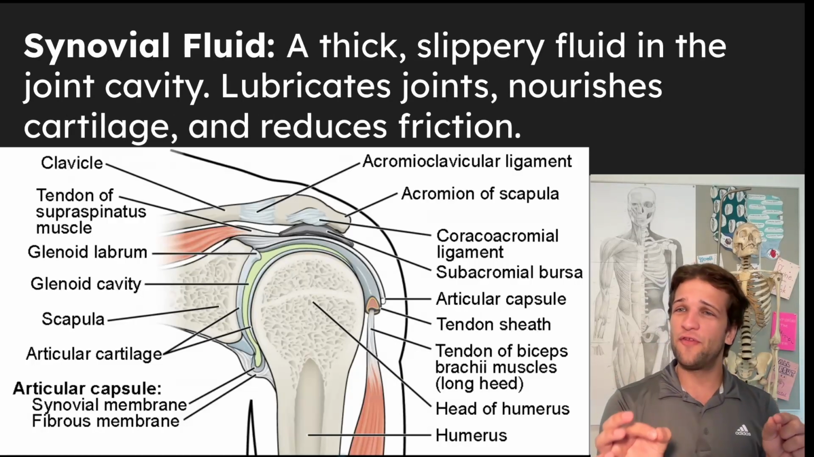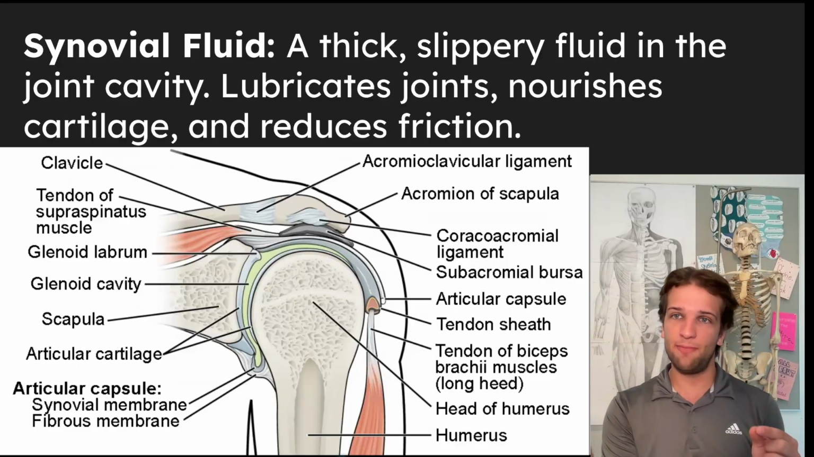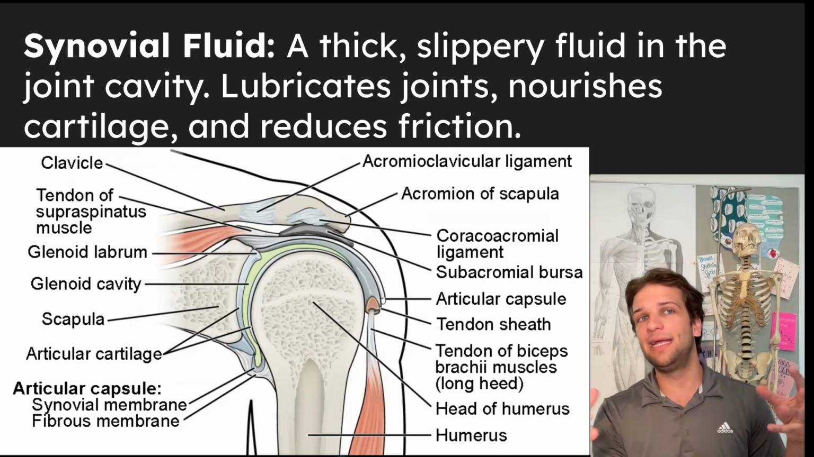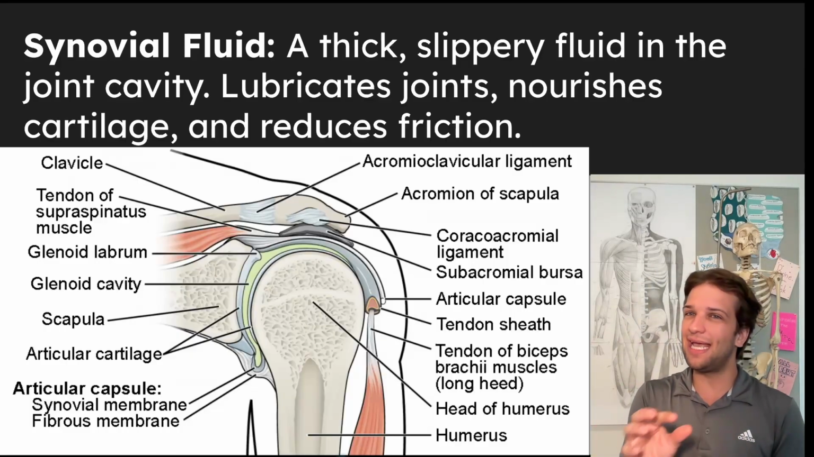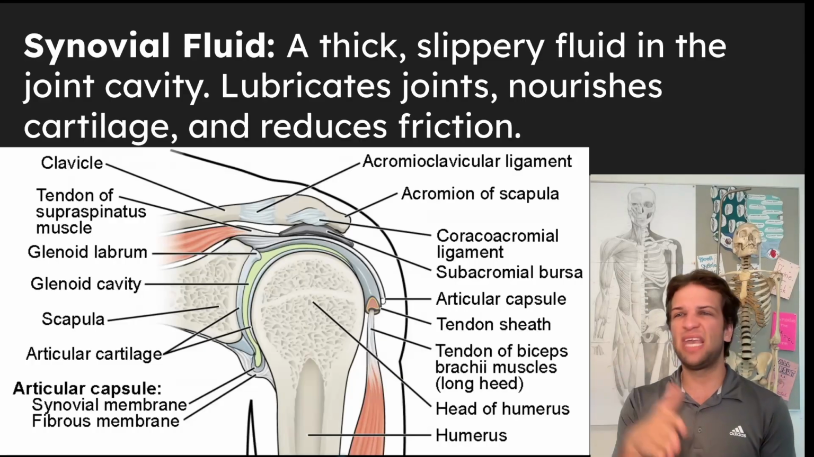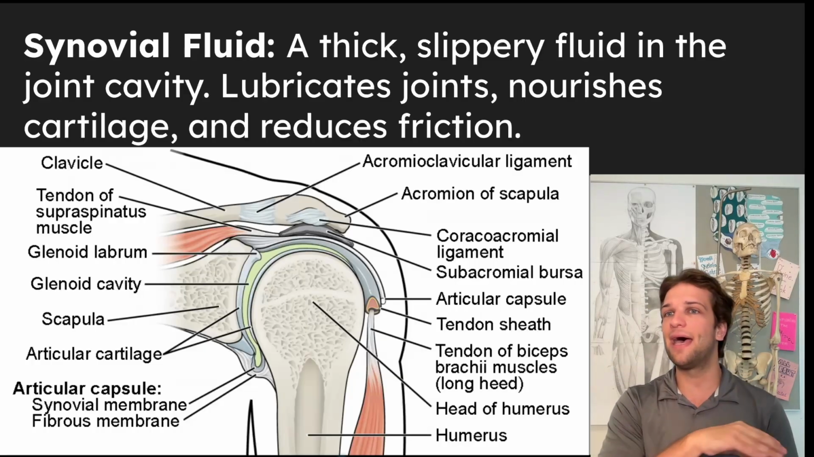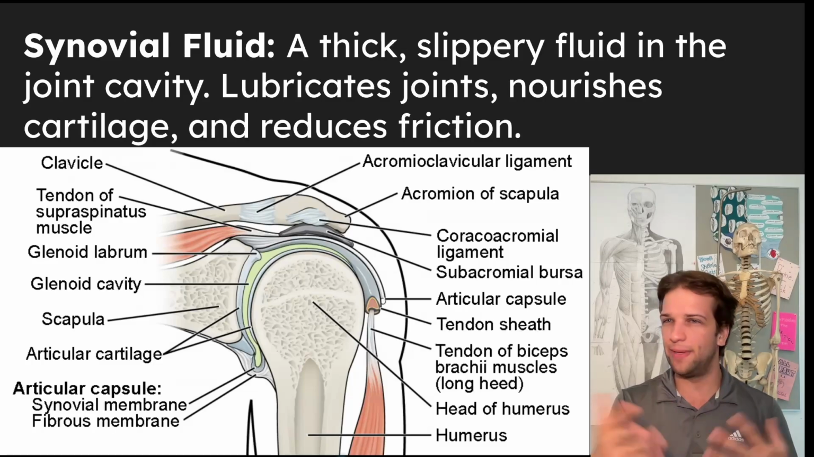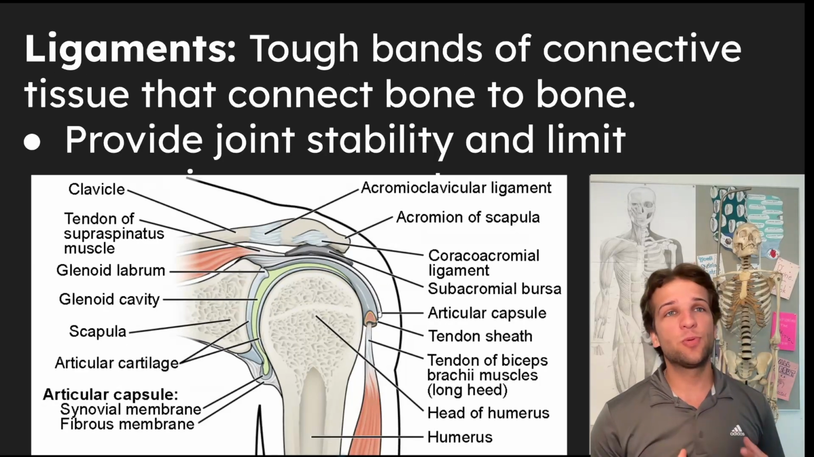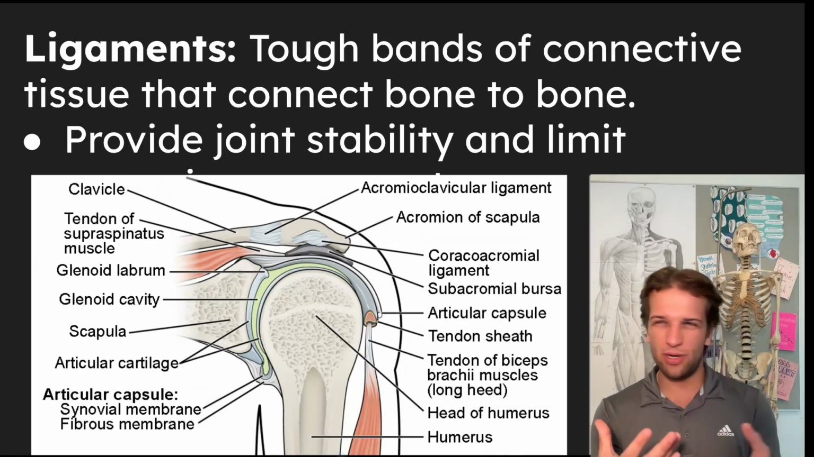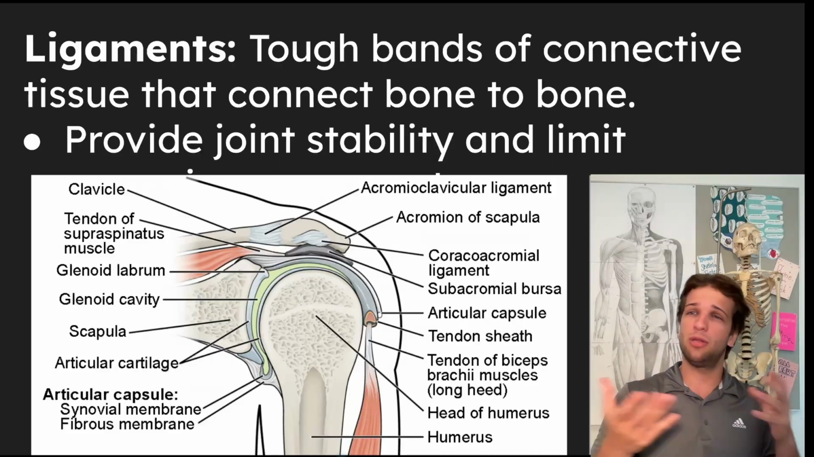So the synovial fluid, if you look in that green pouch, that's actually what we're going to find in that green pouch. It's just a slippery fluid that lubricates, making sure that no friction, no rubbing can occur at the joint. Ligaments we're going to see kind of across the board. Depending on the joint that you have, you'll see more or fewer ligaments.